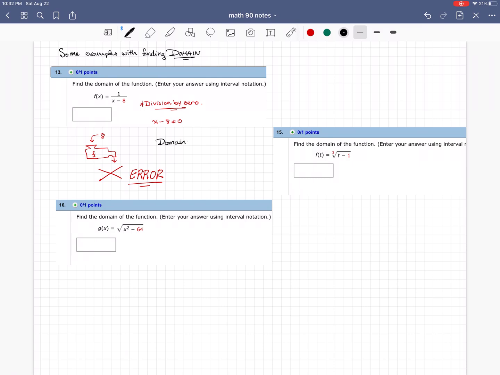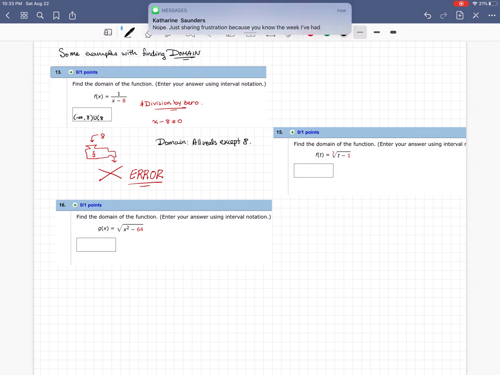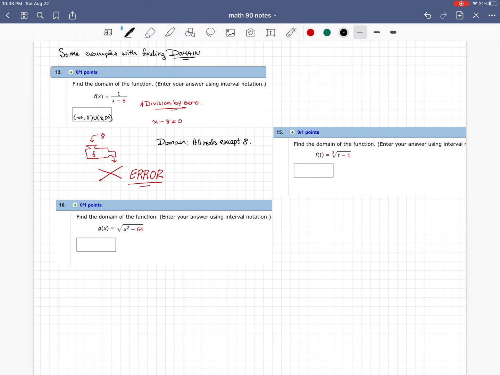So the domain is all real numbers except for 8. And it says here in the instructions, enter your answer using interval notation. So in your answer, you would put from negative infinity to 8, skip the 8, and then from 8 to positive infinity. Again, skipping the 8. Okay? So that is the first example.